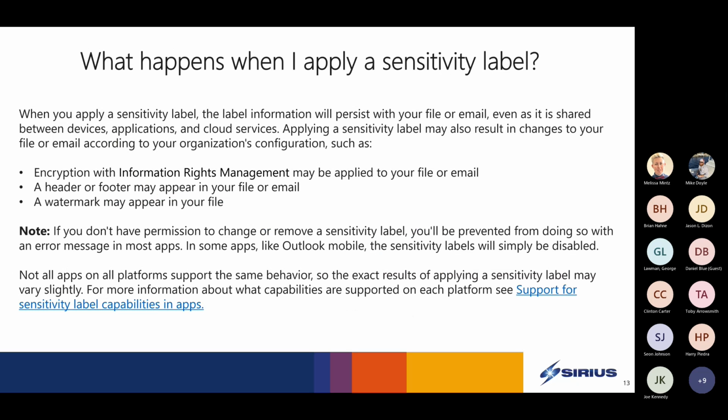What happens when I apply one? So you could see that encryption with information rights management could be applied to the file, depending upon obviously what you have set up in there. In the header or footer, like I showed you before, you could see that they're in there. And you could also apply a watermark. So if you wanted to make this confidential or highly confidential and put a watermark behind the email or behind the document, you can absolutely do that with your sensitivity label.